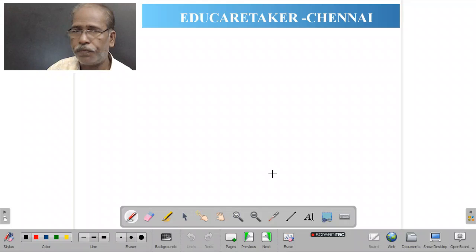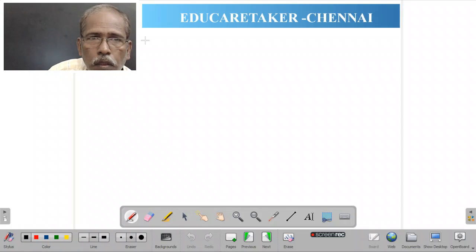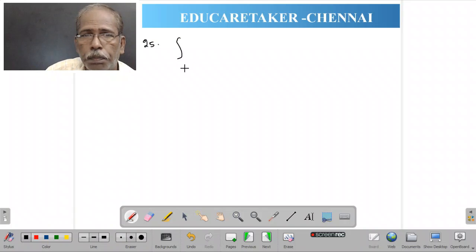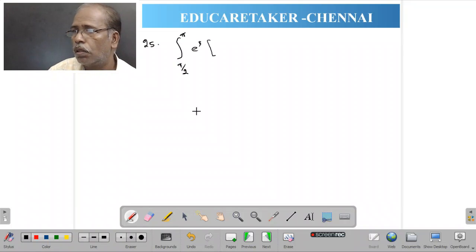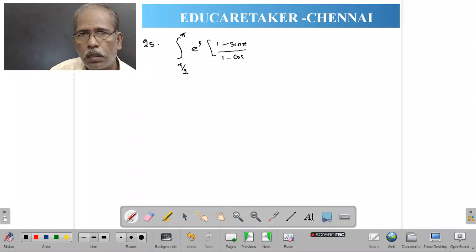Question number 25. What is the question? Integral with lower limit pi by 2, upper limit pi, of e power x into (1 minus sin x) divided by (1 minus cos x) dx.